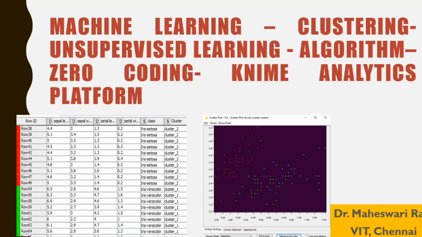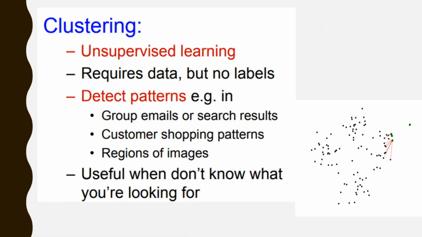Dear learners, in this session we are going to learn the clustering concept as a part of unsupervised machine learning algorithm through the KNIME analytics platform, ensuring zero coding. Clustering comes as a part of unsupervised learning. To perform this operation, we may require a large data set, but labeling is not essential. So we can have an unstructured data set for performing this clustering operation.